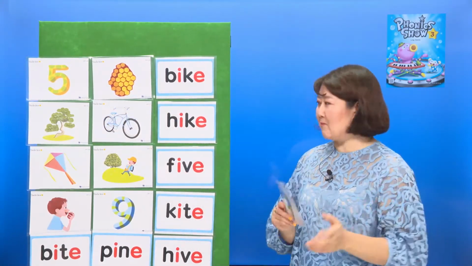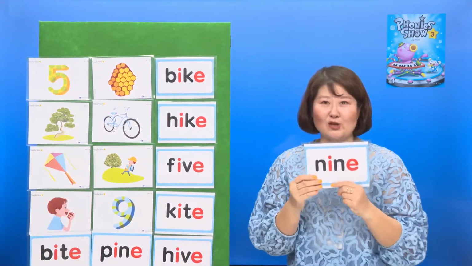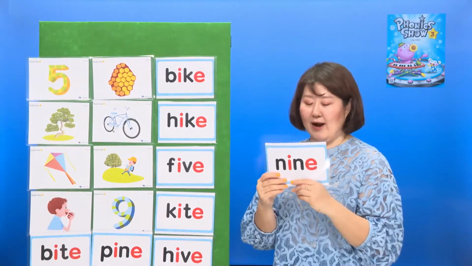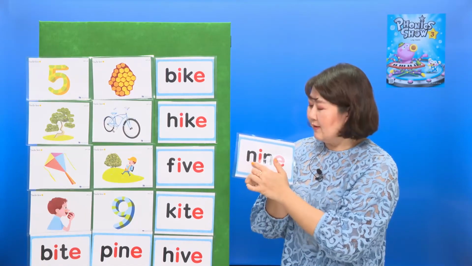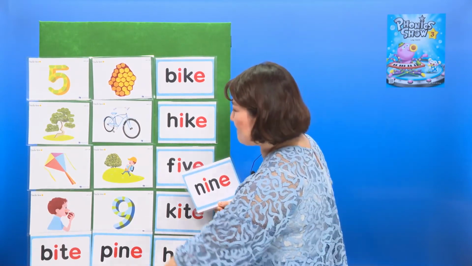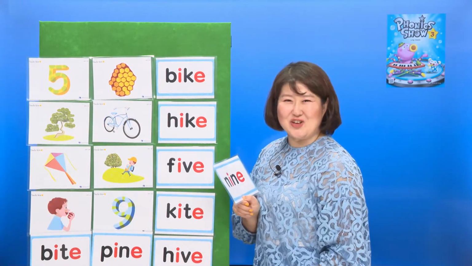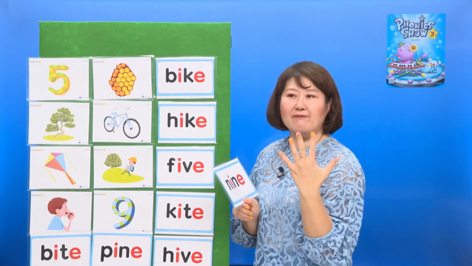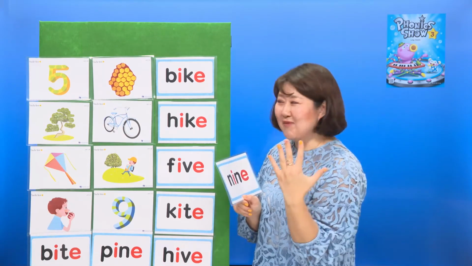For example, if they have this nine card in front of them, they need to do the motions for nine once again to reinforce the meaning, right? And then try to read it with you. And then you're going to do the modeling. I think this is nine. Is that right? And your students are going to say, no, that's five. Five, right? Good job, everyone.